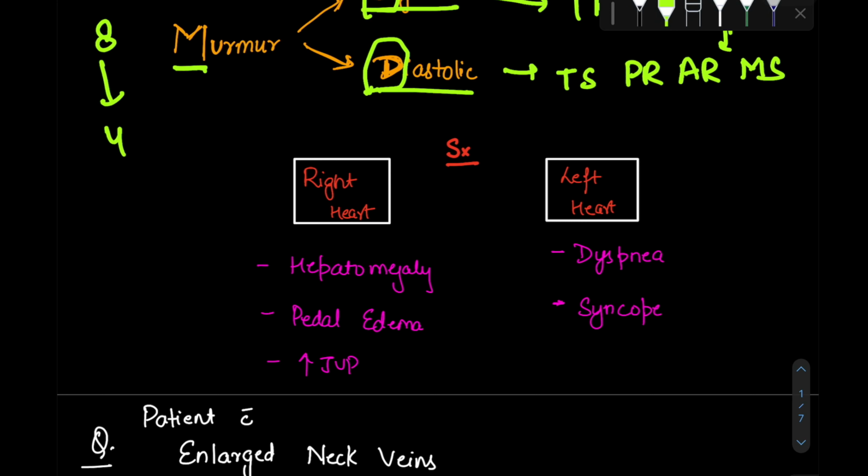Now the next thing is you have to see the symptoms. If a person comes with hepatomegaly, pedal edema, increased JVP, enlarged veins, these are all right heart symptoms. If a patient comes with dyspnea on exertion or syncope, these are left heart symptoms.